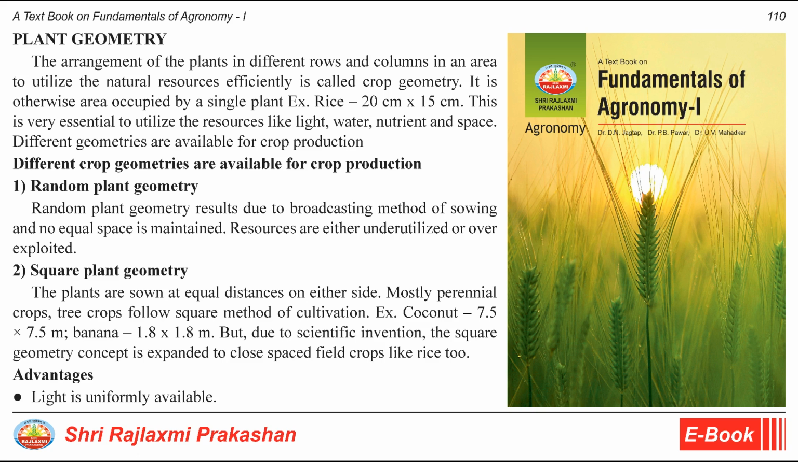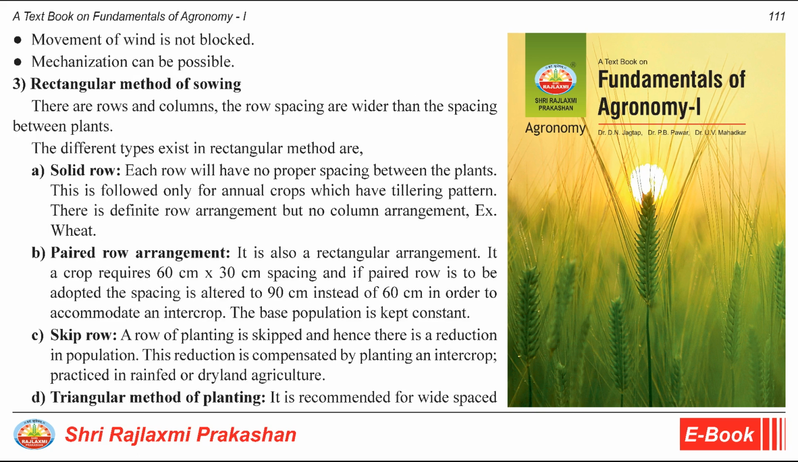Advantages: light is uniformly available. Movement of wind is not blocked. Mechanization can be possible. Number 3. Rectangular method of sowing. There are rows and columns. The row spacings are wider than the spacing between plants.